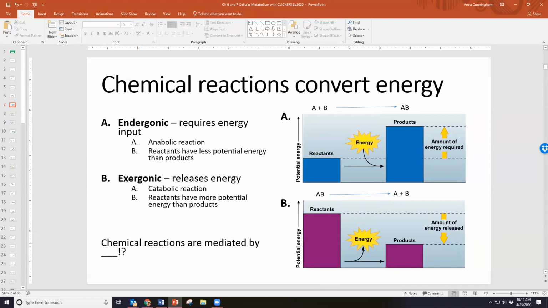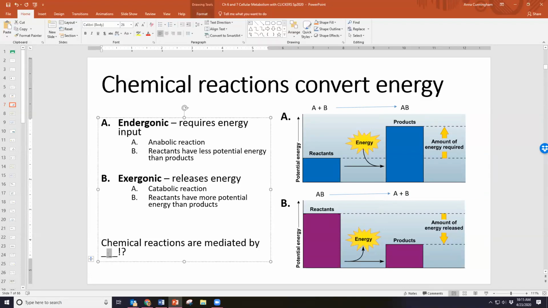So we're done, but I want to fill this in. We're talking about chemical reactions and converting energy, right? Building bonds or breaking them. In the chat box, can you tell me how we do that? What molecules do we use to perform chemical reactions, or basically facilitate them taking place? I'll give you a hint, it's a type of protein. Anybody? Yeah, thank you, Erin. Thank you, William. Yes, chemical reactions are mediated by enzymes.